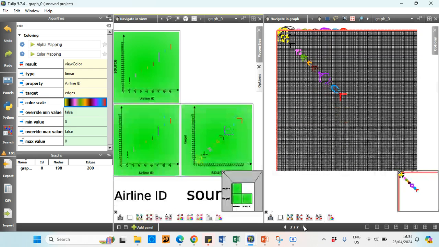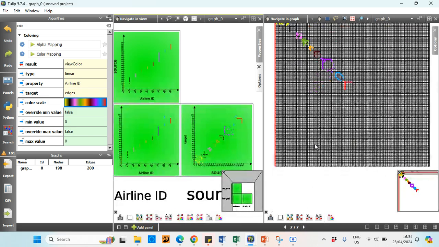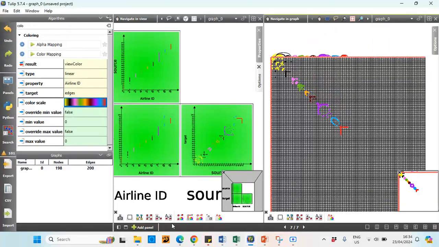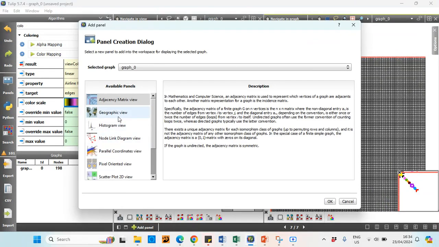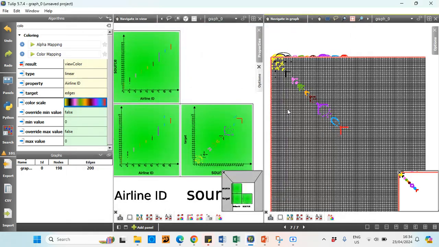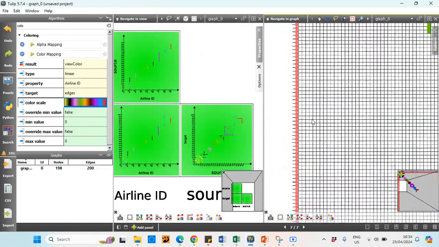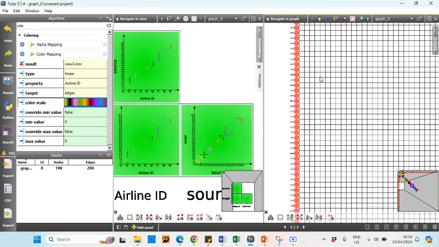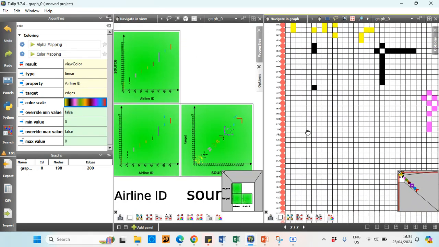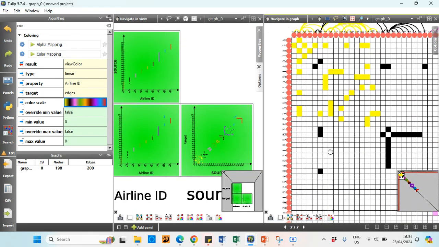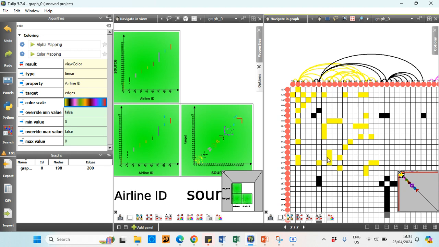So for the last graph, I had this, which is called the, what is it called? I've forgotten its name. Adjacency matrix. In the adjacency matrix, we kind of have to zoom in to make things more visible. Basically, this graph shows the distribution of airports where a flight sets off and where a flight lands.